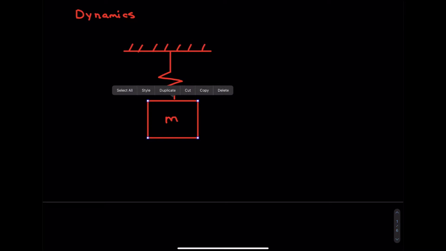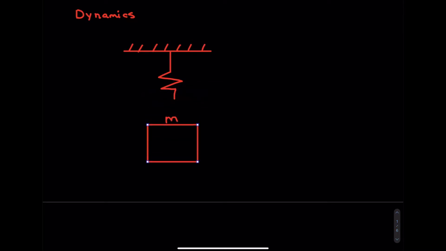So we have this mass here, and let's say that we pull it down. So let's say we take this mass, we pull it down, and what's going to happen is we're going to release it. After we release it, we know it's going to go up and down, up and down, up and down, and slowly going to keep going until it eventually stops.